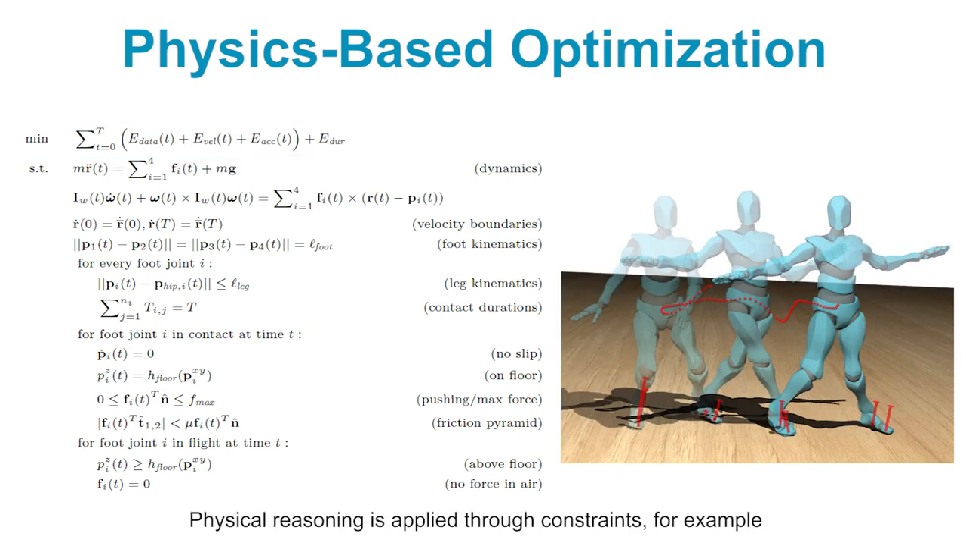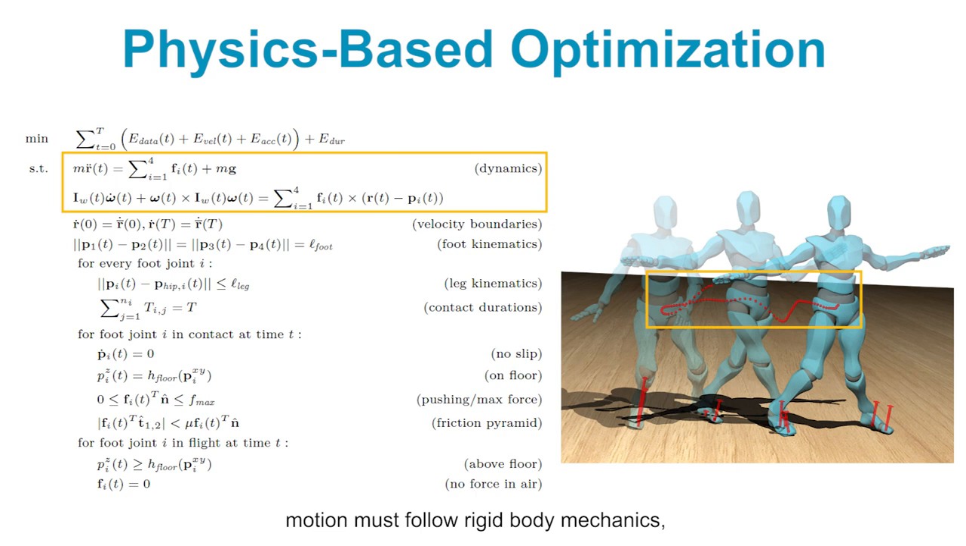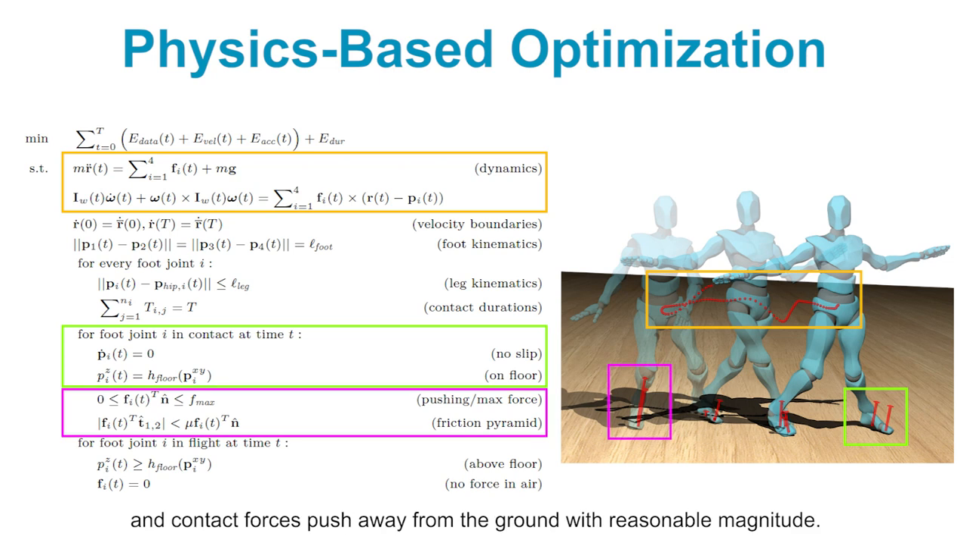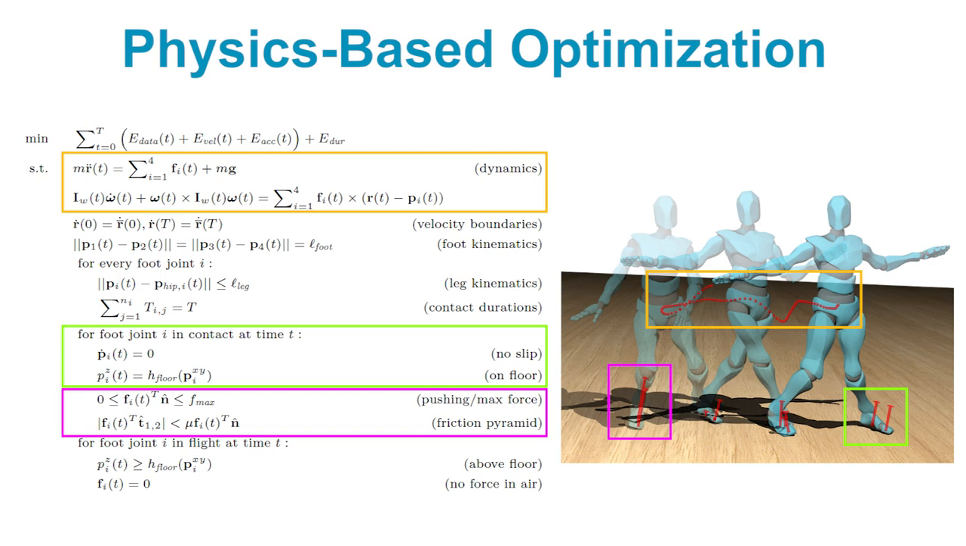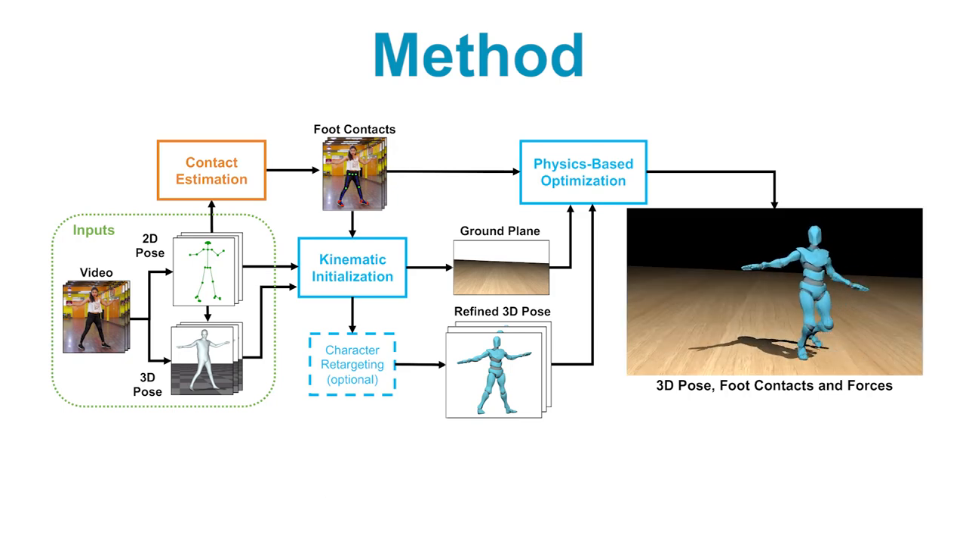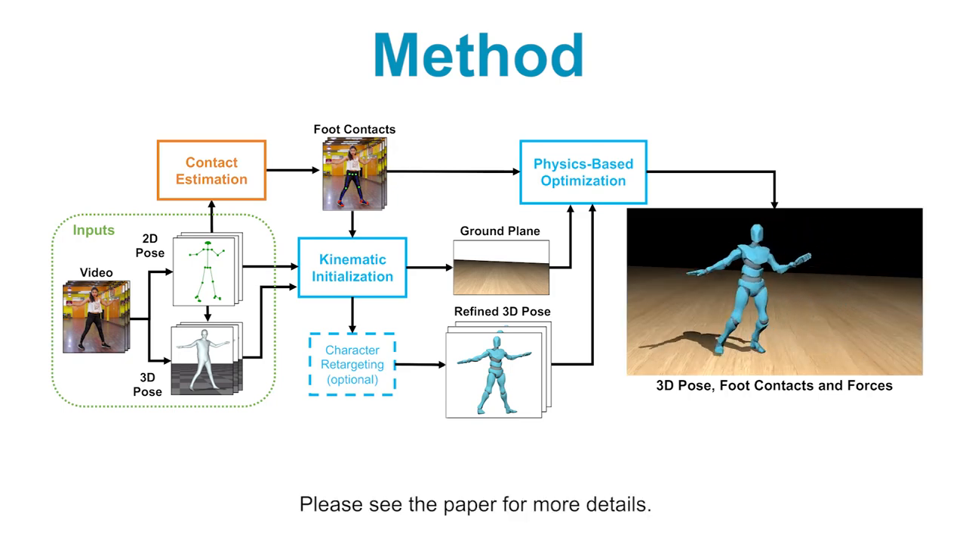Physical reasoning is applied through constraints. For example, motion must follow rigid body mechanics, feet are static and on the floor when in contact, and contact forces push away from the ground with reasonable magnitude. Overall, this results in a new, physically plausible full-body motion. Please see the paper for more details.